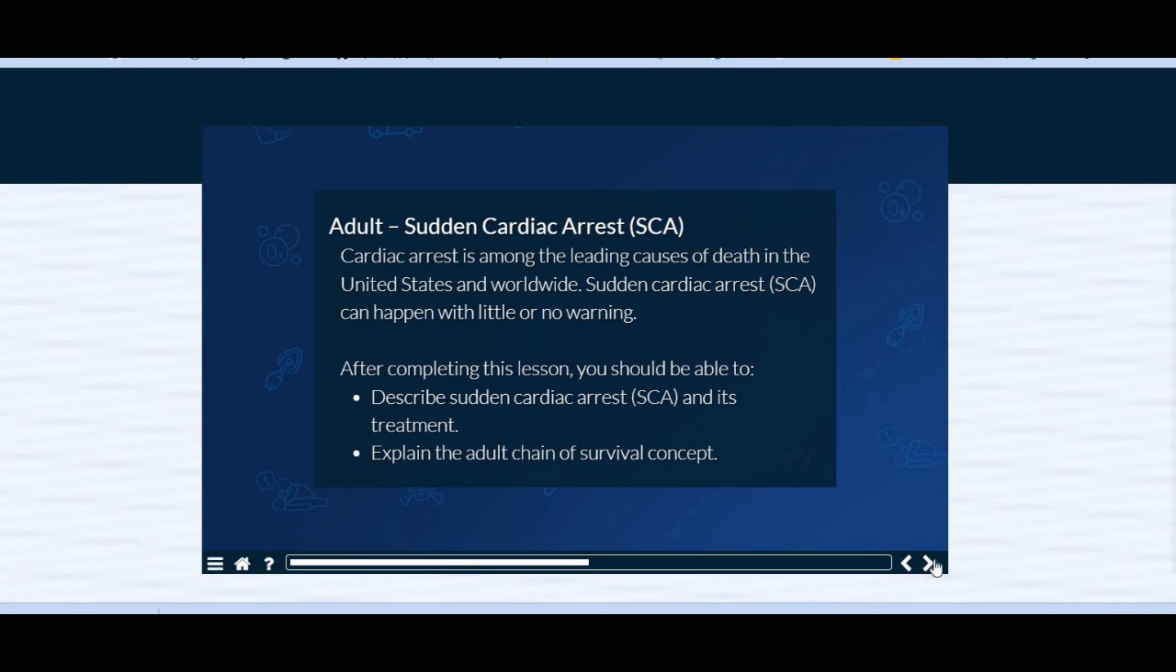Cardiac arrest is among the leading causes of death in the United States and worldwide. Sudden cardiac arrest, SCA, can happen with little or no warning. After completing this lesson, you should be able to describe sudden cardiac arrest, SCA, and its treatment. Explain the adult chain of survival concept.